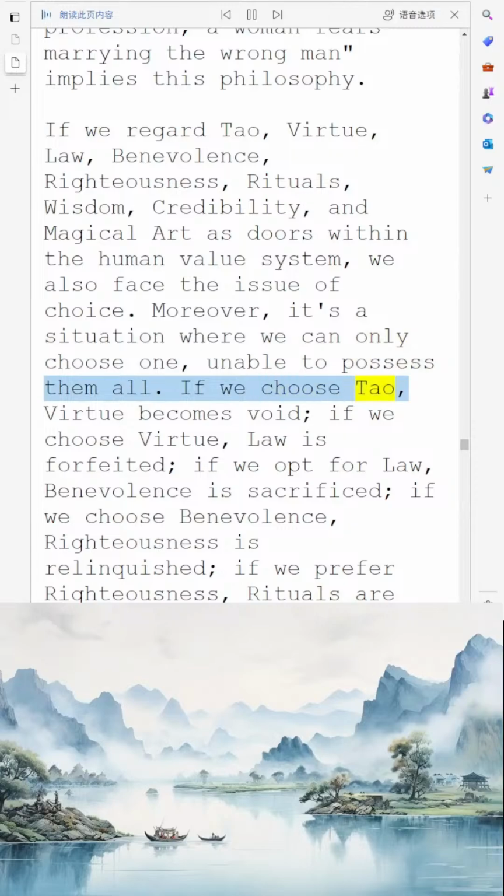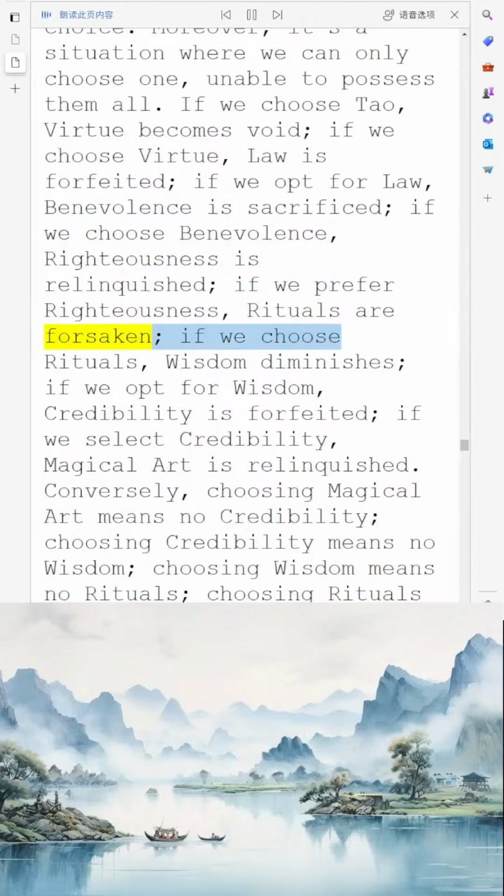If we choose Tao, virtue becomes void. If we choose virtue, law is forfeited. If we opt for law, benevolence is sacrificed. If we choose benevolence, righteousness is relinquished. If we prefer righteousness, rituals are forsaken. If we choose rituals, wisdom diminishes. If we opt for wisdom, credibility is forfeited. If we select credibility, magical art is relinquished.